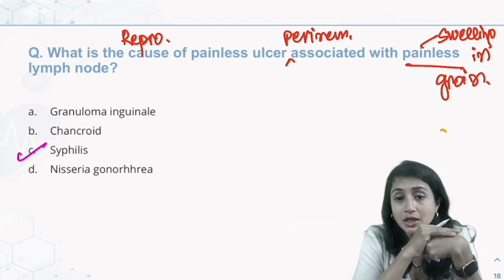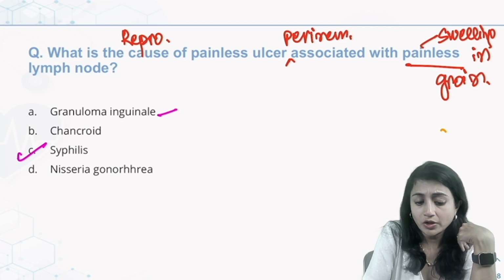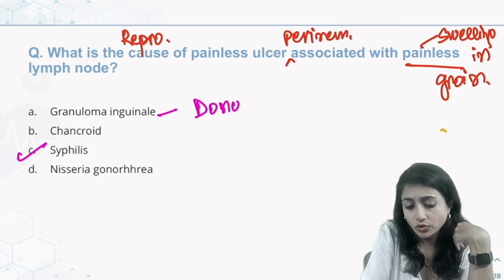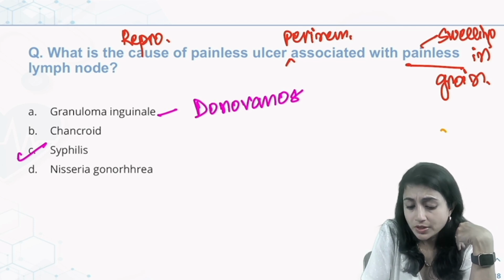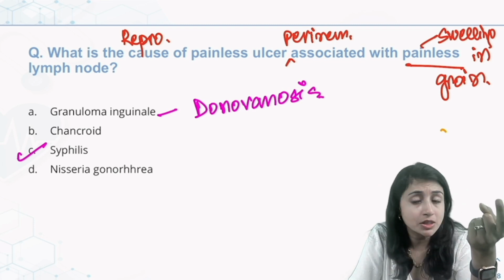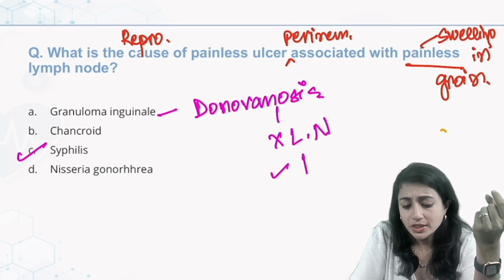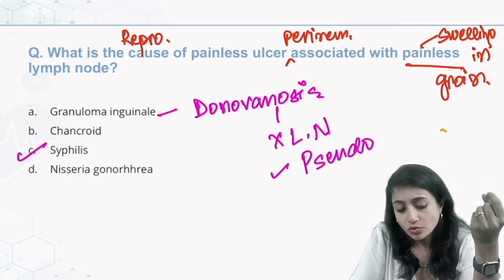Painless ulcer, we discussed, can also be caused by donovanosis, but can donovanosis cause lymph node enlargement? No. Granuloma inguinale or donovanosis causes a painless ulcer. It's a beefy granulomatous ulcer, but it bleeds very easily. Plus, there are no lymph nodes here. What we see are actually pseudobuboes.